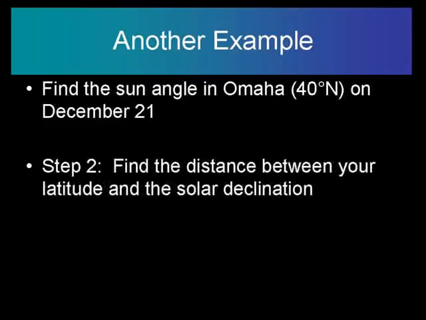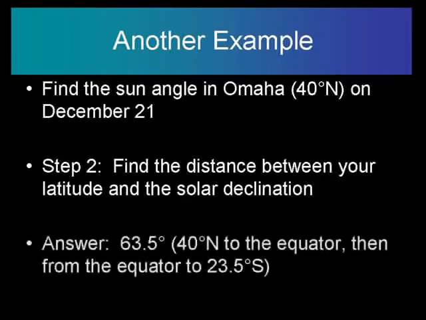Step 2. Find the distance between your latitude and the solar declination. Okay, our latitude was 40 degrees north. The solar declination was at 23.5 degrees south. So the distance between 40 degrees north and 23.5 degrees south is 63.5 degrees. You need 40 degrees to get to the equator, and then another 23.5 degrees to get to the Tropic of Capricorn.